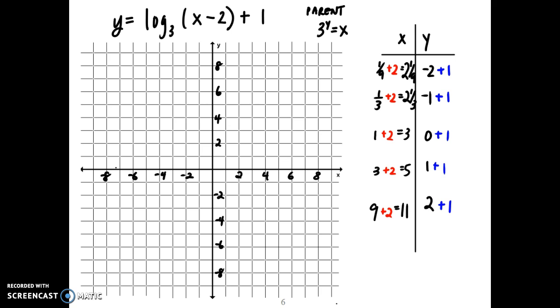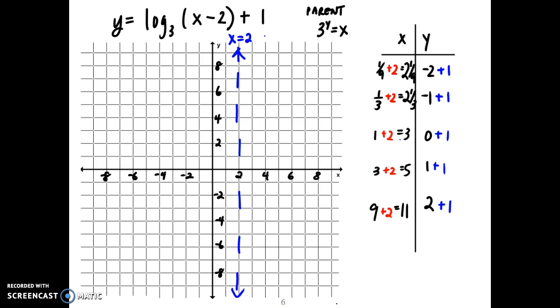Okay, and so I'm going to plot these points, and let's start with 2 and 1/9. Because I moved to the right 2, I need to place my vertical asymptote at x equals 2. So I cannot cross this line, x equals 2. And so I need 2 and 1/9. That's a number very, very close to x equals 2, which is this blue line.